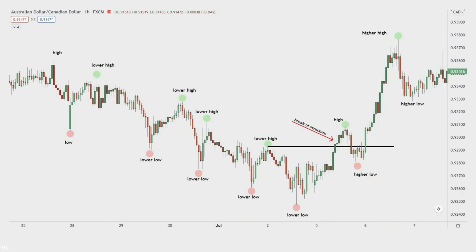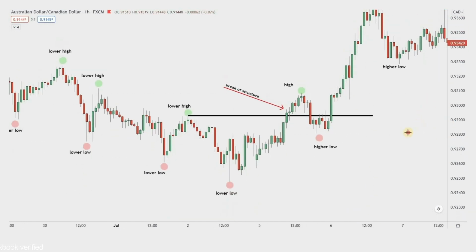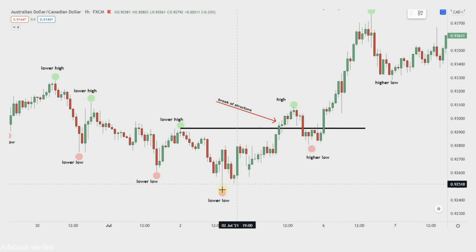In our chart, price broke the structure, the recent higher low. Price then pulled back in order to create the first higher low. This is the moment when we define our entry.